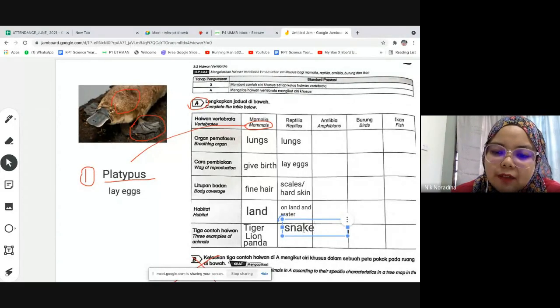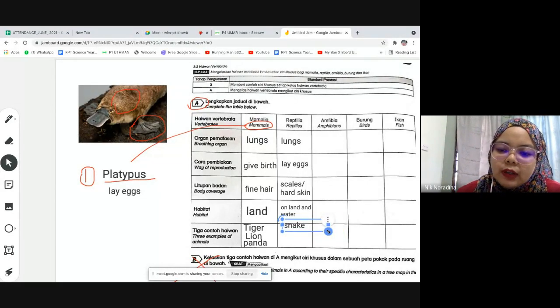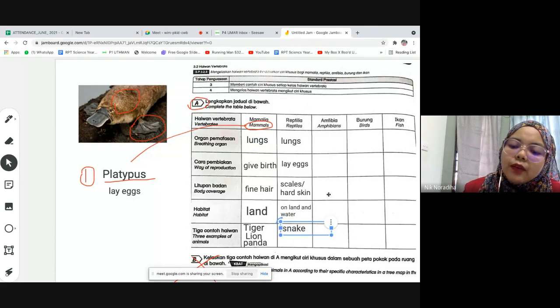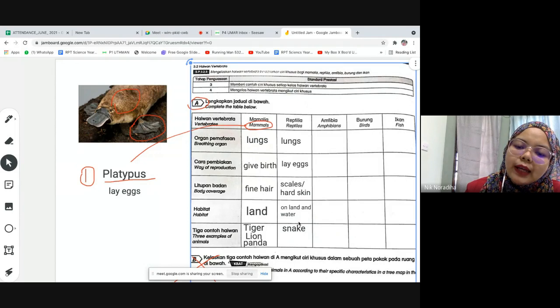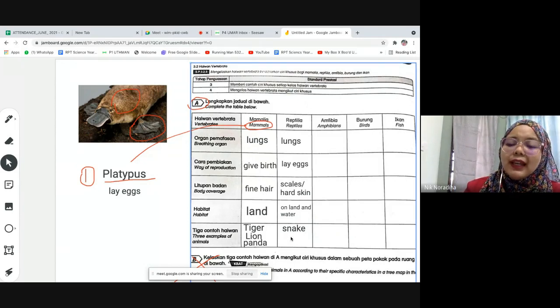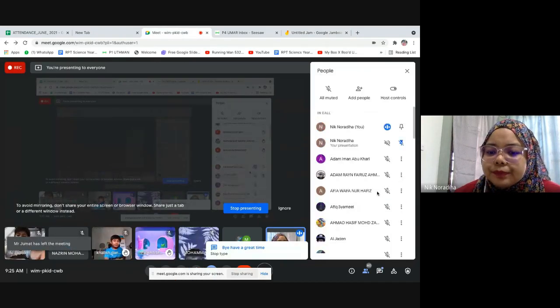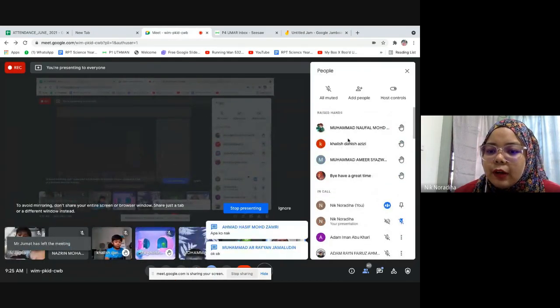It's okay, Jaden, turn off your microphone. Thank you. Just now teacher gave you one example, snake. For snake, they have scales on their body and also they take care of their eggs after they lay eggs. Those who want to, raise up your hand here. Yes, Amish Azwan, do you have anything to ask teacher?